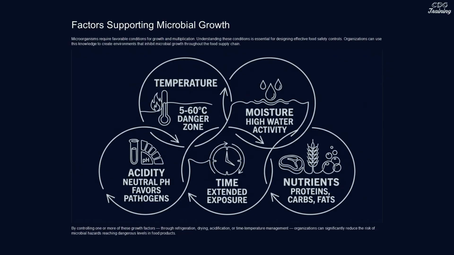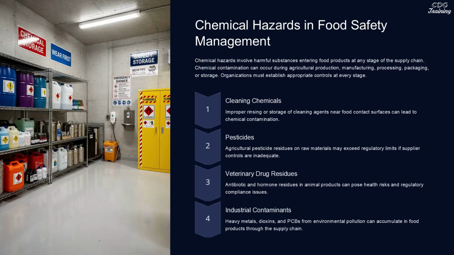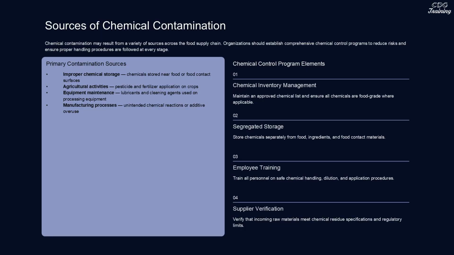Microbial growth is influenced by factors like temperature, moisture, and nutrients, which are crucial for designing effective food safety controls. Chemical hazards in food safety management include cleaning chemicals, pesticides, and industrial contaminants, requiring strict control measures. Chemical contamination can arise from various sources, necessitating comprehensive control programs to ensure food safety.